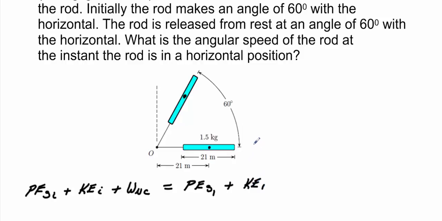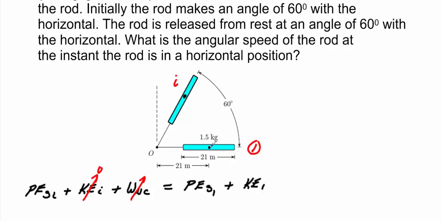And position 1 will be the position right down here at the bottom. So this will be position 1, and this will be our initial position here. We know in the beginning we're going to release this, so I'm going to have no kinetic energy here. I have no air friction or anything that's going to be causing any non-conservative work, so we'll take that out.